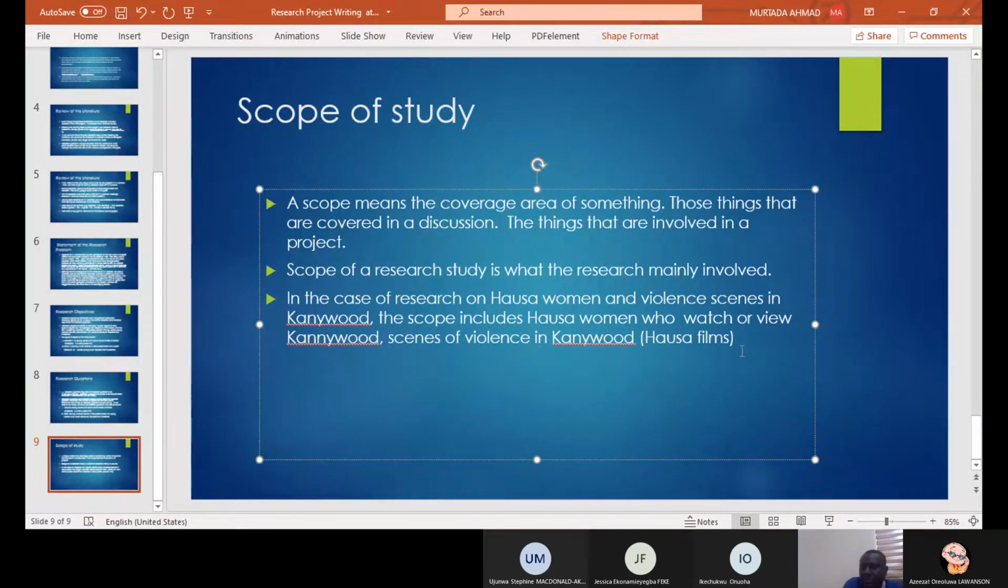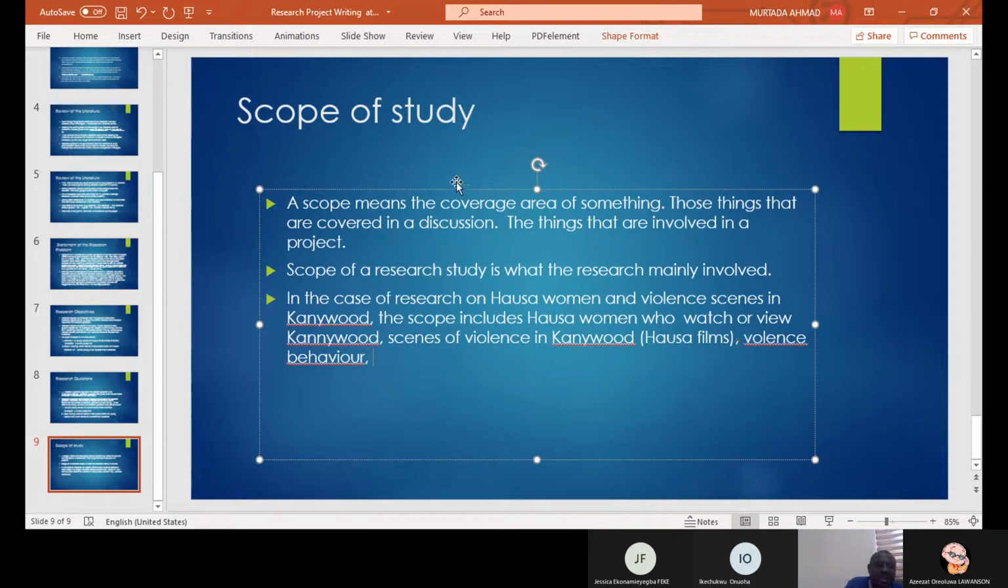And three, violence behavior. Violence behavior. Violence behavior is part of it.